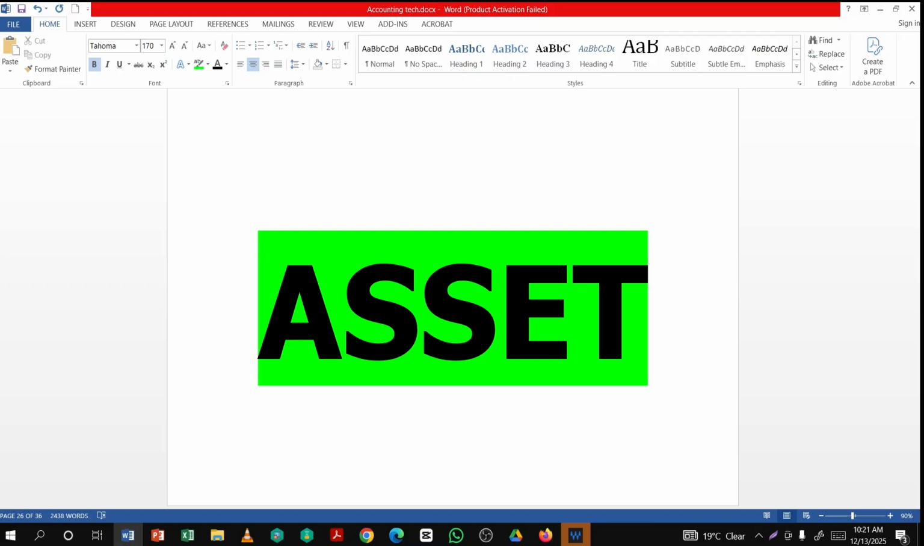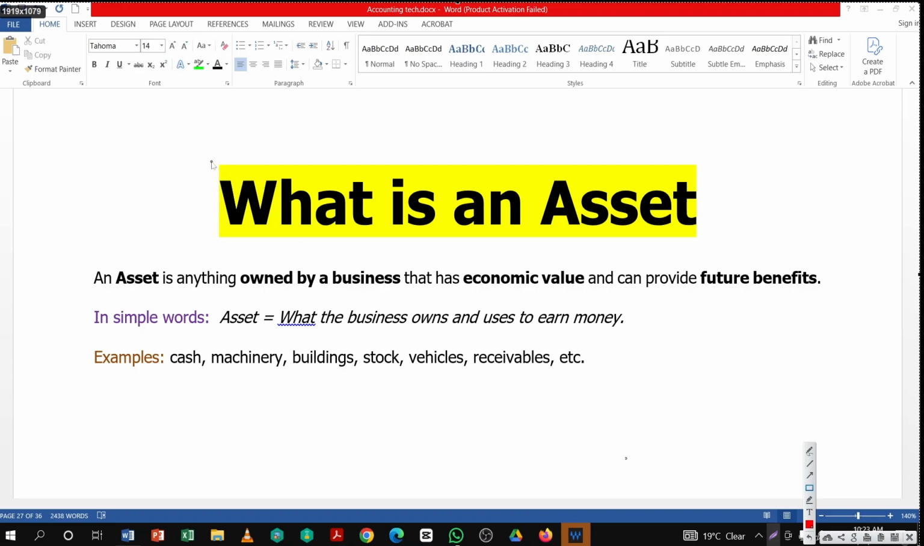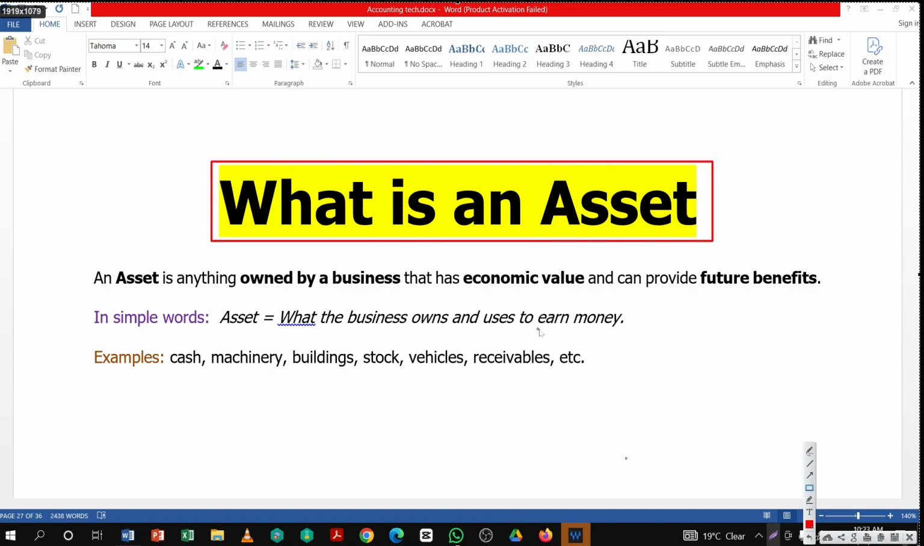Today I will discuss one of the most important topics in accounting, assets. This video will help students and learners understand the concept clearly with practical examples. So let's start. Now, what is an asset?